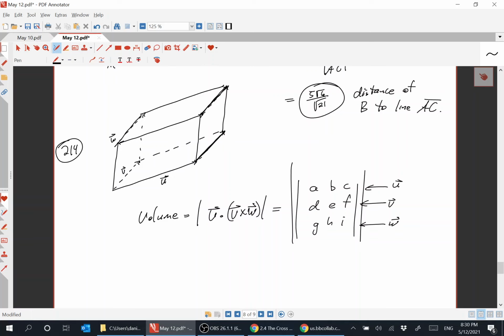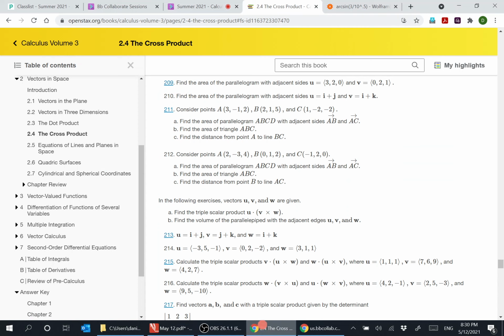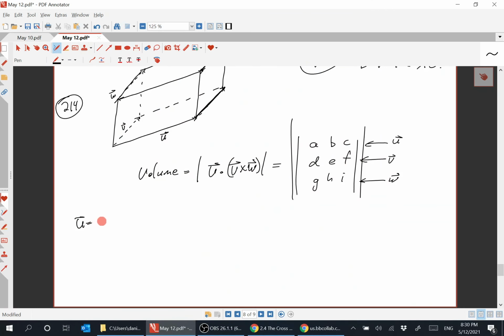So, in this case, it is the vectors, number 214. There it is. 3, 5, negative 1, 0, 2, negative 2, 3, 1, 1. U is negative 3, 5, negative 1. V is 0, 2, negative 2, and w is 3, 1, 1.